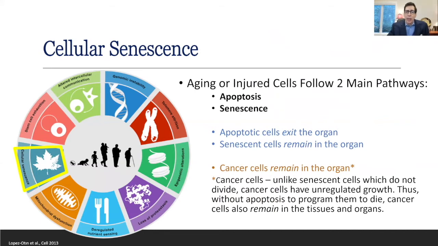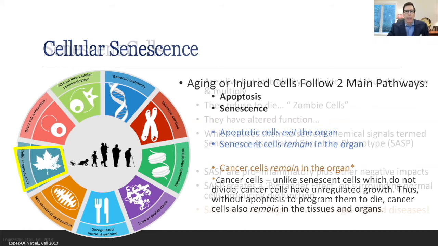So aging, injured, or damaged cells basically follow 2 main pathways. They either undergo apoptosis, which we're familiar with, the cells die and exit the organ, or they undergo senescence, in which the cells become dysfunctional, but they do not die and remain in the organ. Cancer cells, unlike the senescent cells, which don't divide, have unregulated cell growth and unfortunately do not undergo apoptosis, and so also, like senescent cells, remain in the tissues and organs.